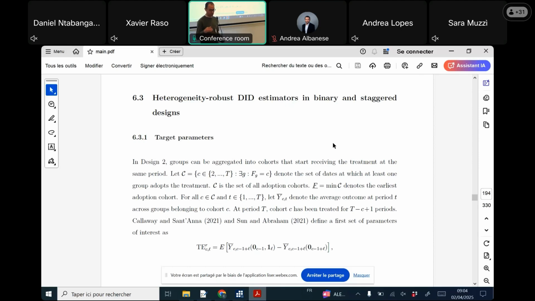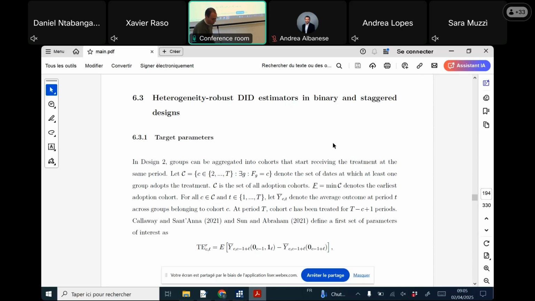So first, let me introduce a new set of target parameters. So remember that we have our group-specific effects, we have the more aggregated ATTL effects, and then we have the even more aggregated ATT effect. We are going to introduce some new target parameters that are going to lie somewhere in between the group-specific and the event study effects ATTL. Those are going to be cohort-specific event study effects. So in a design with variation in timing, you can actually group the individual groups into cohorts depending on the time period where they adopt the treatment.